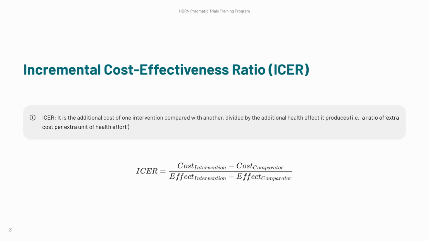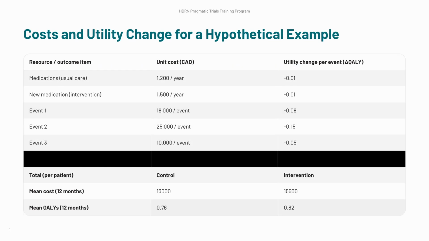We then compare that ICER with relevant willingness to pay thresholds to decide whether the intervention represents good value, which we'll talk about shortly. This table walks through a simple hypothetical example where we are testing a new medication on top of usual care compared with usual care alone. In the first column, we list the resources or outcome events captured in the trial. That includes background medications, the new medication, and 3 types of events we have captured in a trial.